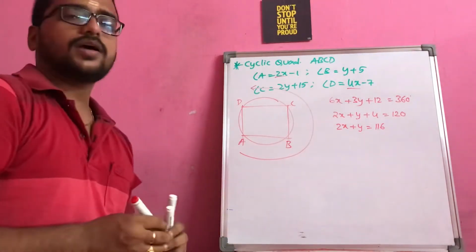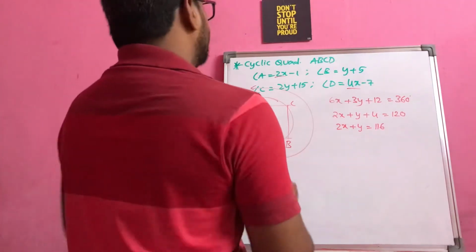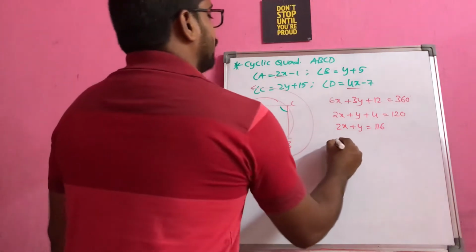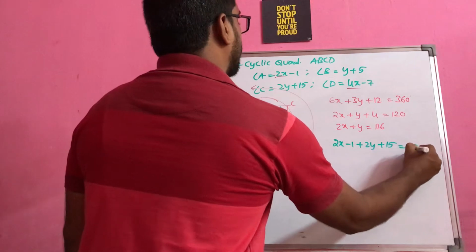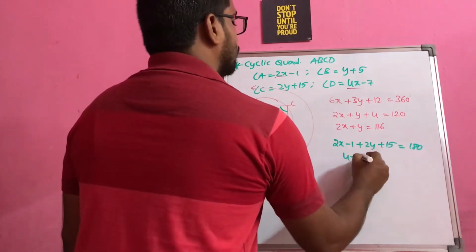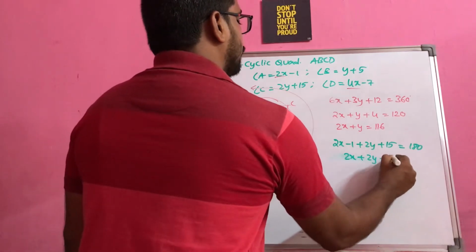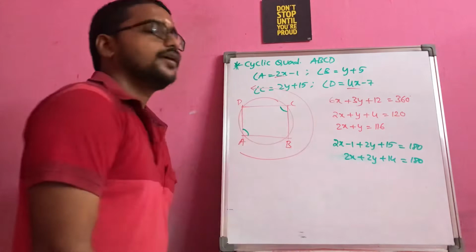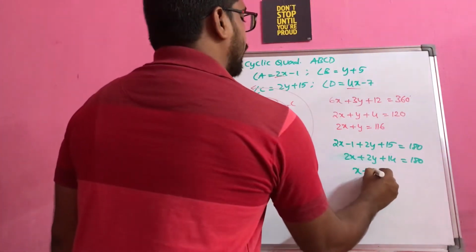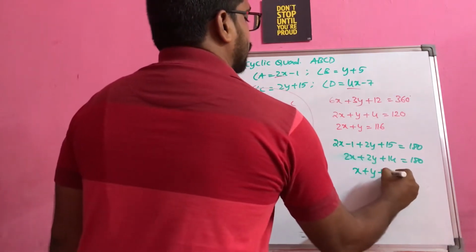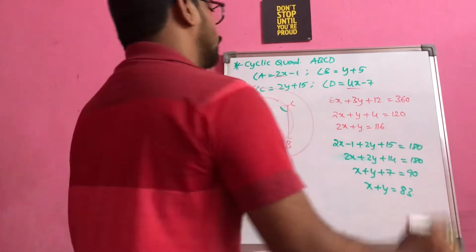Next, what else do we have? The opposite angles' summation will be equal to 180. Opposite means obviously angle A and angle C. So that means 2x minus 1 plus 2y plus 15 is equal to 180. Simplify this: 2x plus 2y plus 14 is equal to 180. You can cancel out 2 throughout this equation. x plus y plus 7 is equal to 90. So x plus y is equal to 83. This is another equation we are getting.